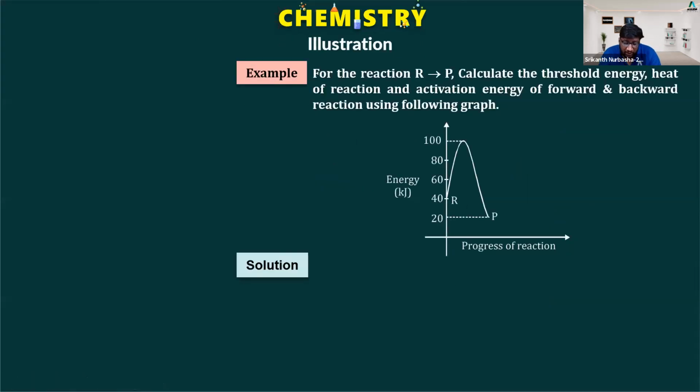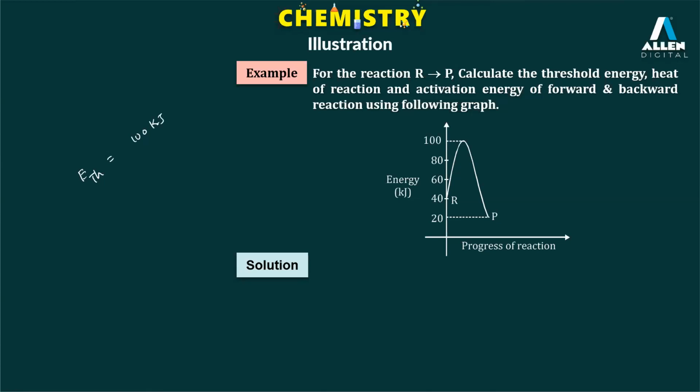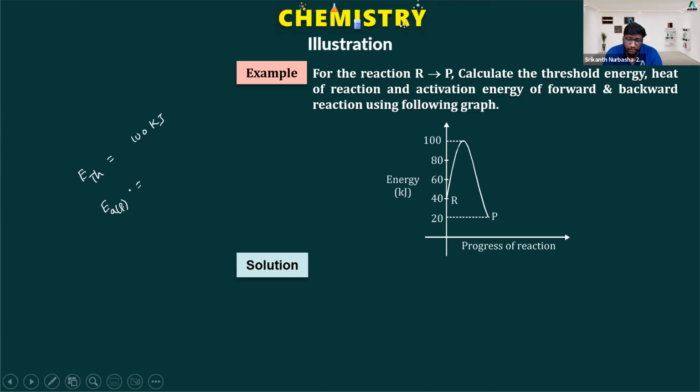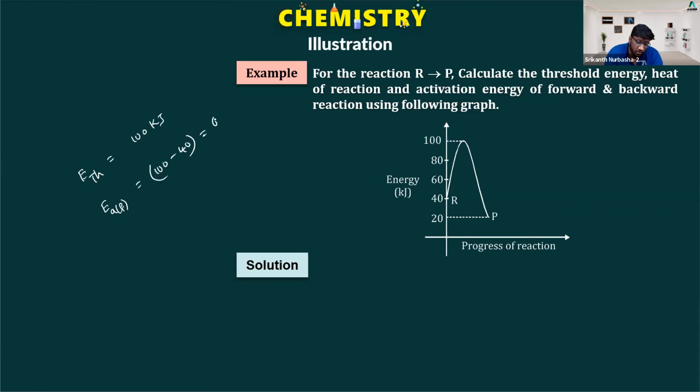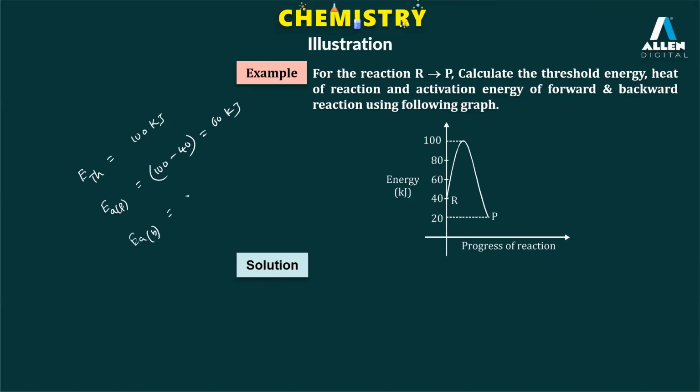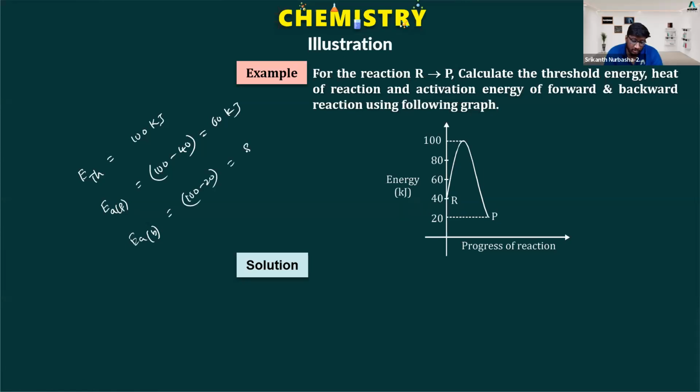Try to solve this question. For the reaction, reactant converting into product, calculate the threshold energy, heat of reaction, and activation energy of forward and backward reaction using the following graph. Threshold energy, what is threshold energy? 100 kilojoules, very good. What is the activation energy of the forward reaction? Activation energy of forward is 60. 40 to 100, right? Reactant and activated complex difference, 100 minus 40, that is 60 kilojoules. Activation energy of backward, 80. 100 minus 20, that is 80 kilojoules.